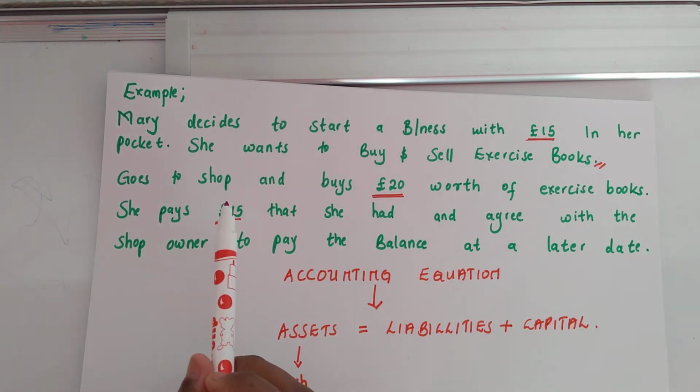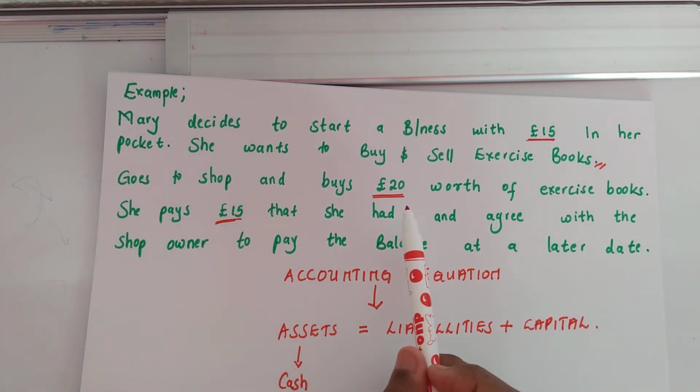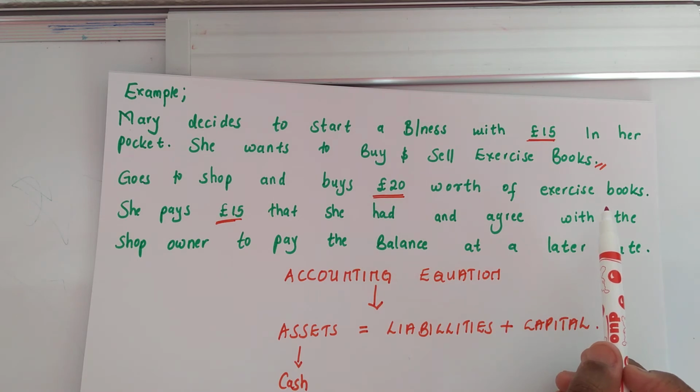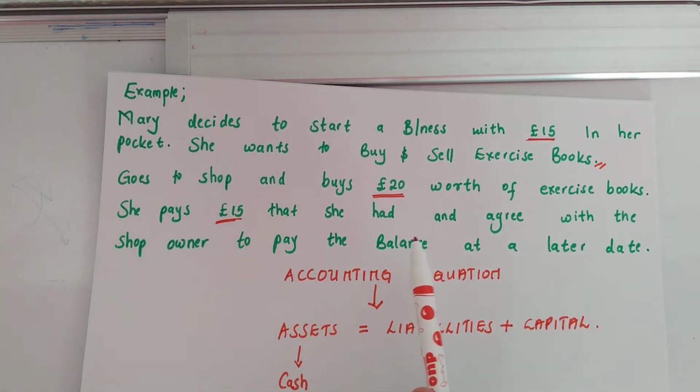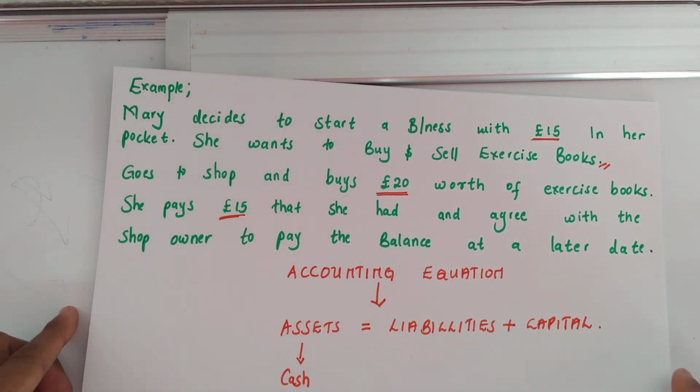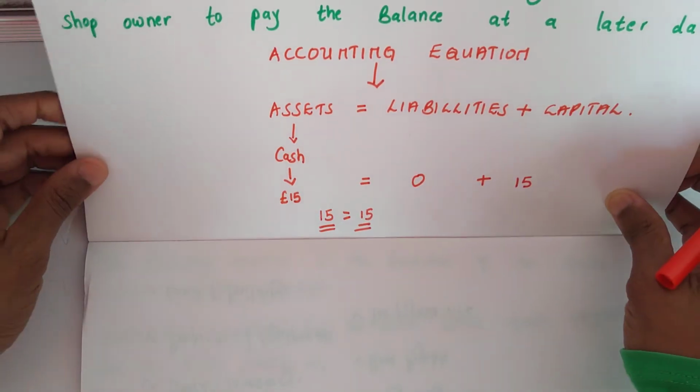Now she goes to a shop and buys 20 pounds worth of exercise books. She pays only the 15 pounds that she had and agrees with the shop owner to pay the balance at a later date. How are we going to illustrate this using the accounting equation?